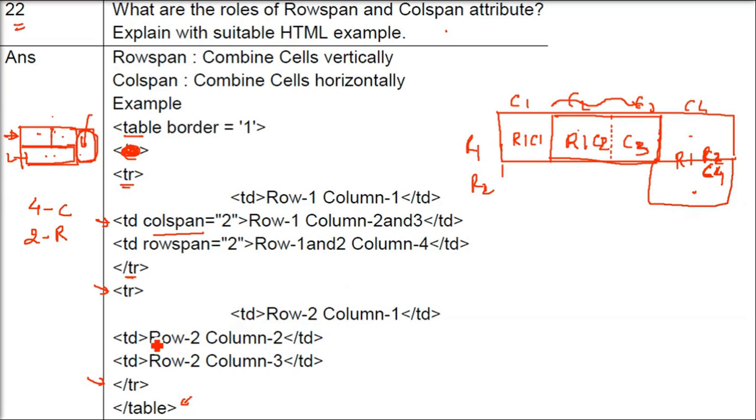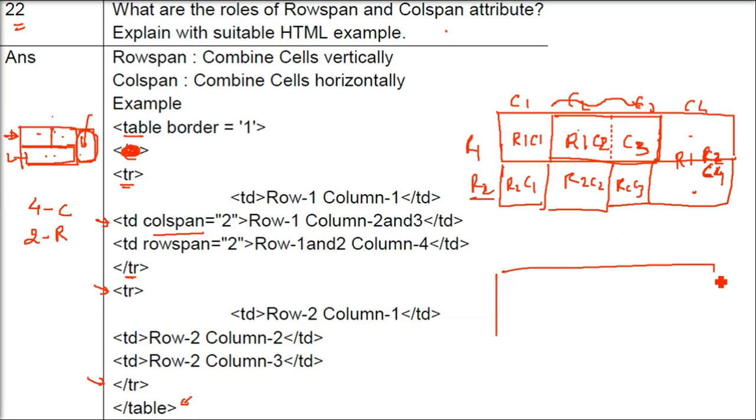Now coming to the second row. Now the second row will start. What will the first cell be? Row 2, column 1. So row 2, column 1. Then coming to this TD, row 2, column 2. Write it here. And then we have the third one, which is what? Row 2, column 3. See, you don't have to worry about column 4 because column 4 was already taken.